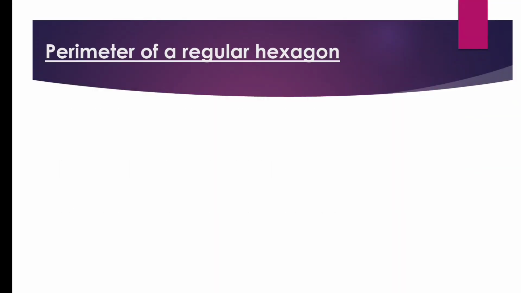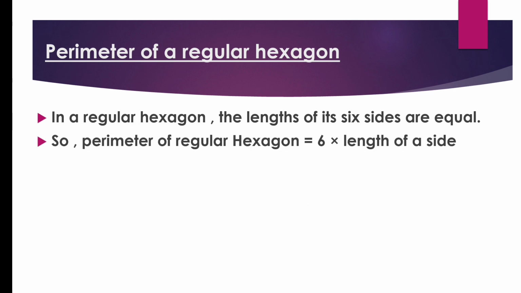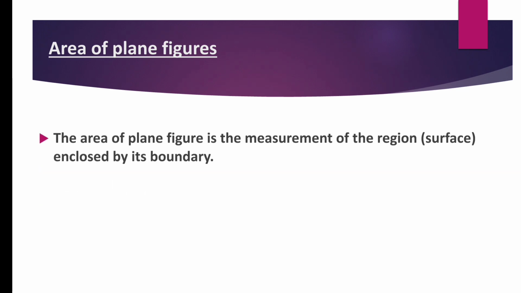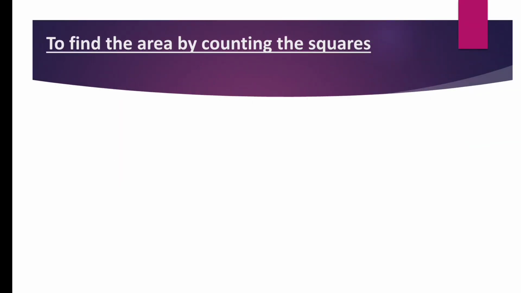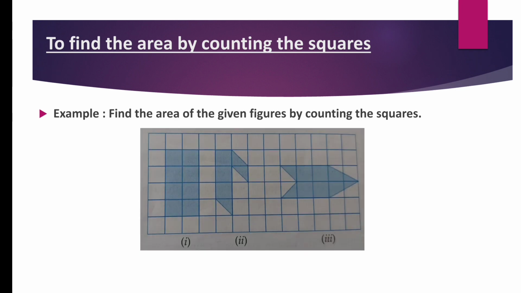Now perimeter of a regular hexagon. In a regular hexagon, length of its 6 sides are equal. So the perimeter of a regular hexagon is equal to 6 into length of a side. Now area of plane figures. The area of plane figure is the measurement of the region or the surface enclosed by its boundary. To find the area by counting the squares, let us understand this through an example. We have to find the area of the given figures by counting the squares.